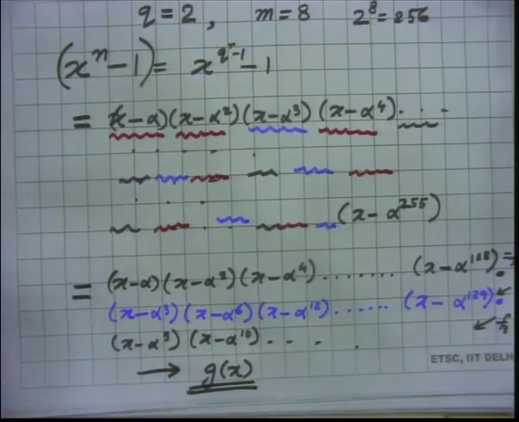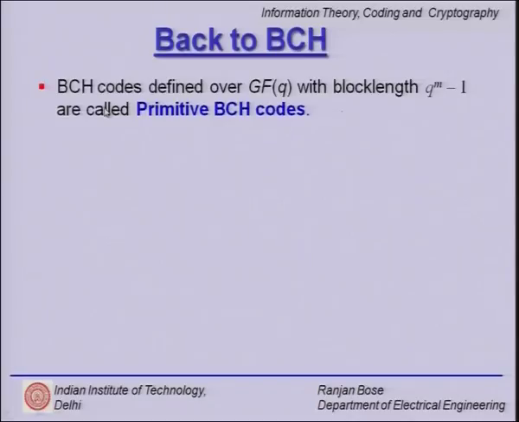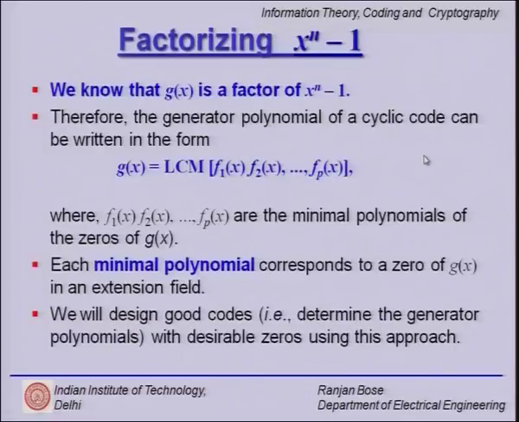So, we go back to our slide and we go back to our BCH codes. BCH codes defined over GF(q) with block length q raised to m minus 1 are called primitive BCH codes, and why this primitive block length is important is because it can help us factorize very easily. So, factorizing x raised to n minus 1, that has been a job right from the beginning.